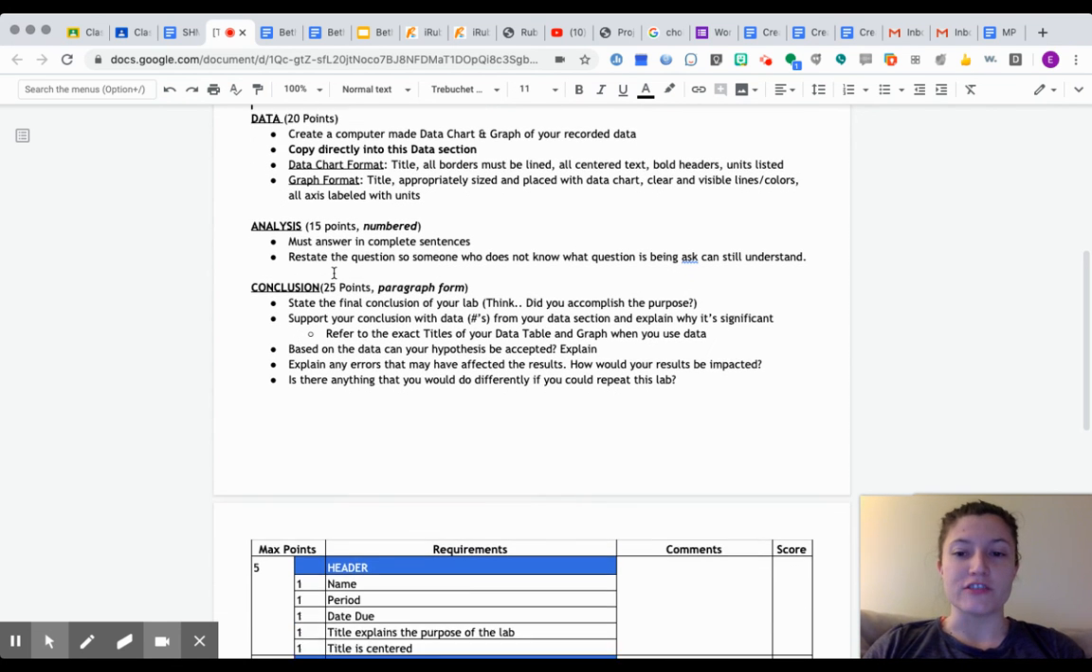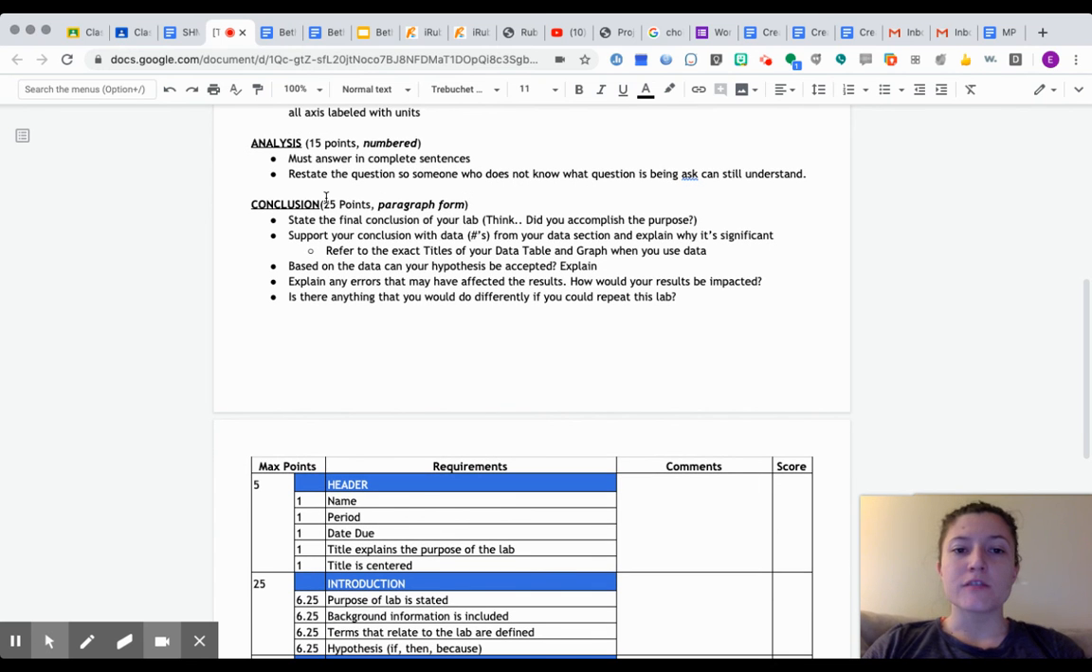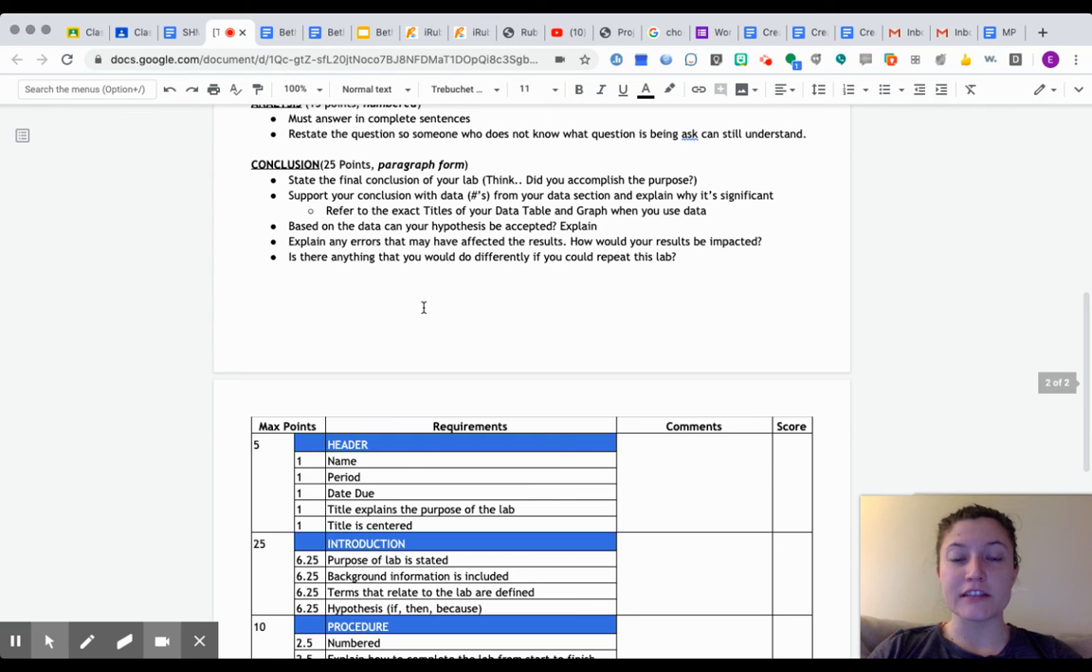Analysis questions. So you're going to copy and paste those analysis questions underneath the analysis section, and then write a conclusion paragraph explaining, was your hypothesis correct? Did the elastic band follow Hooke's law? How do you know? What data do you have to support that?